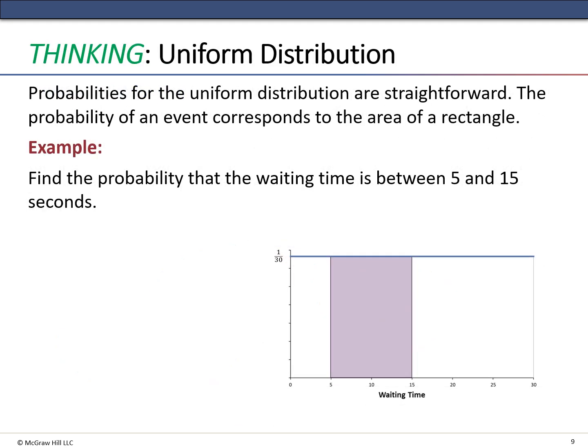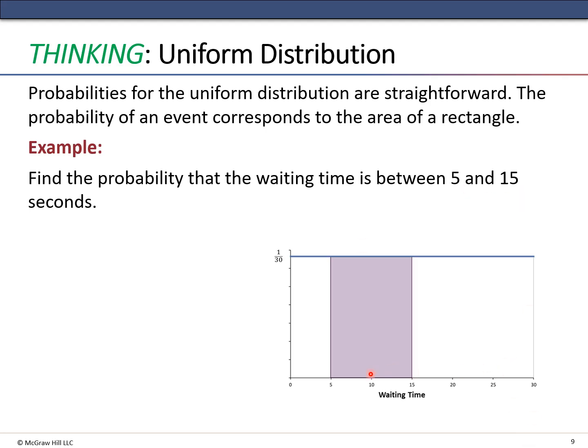So let's try this one. Probabilities for the uniform distribution are straightforward. The probability of an event corresponds to the area of the rectangle, just like it did the area under the curve. This one's easier because we can easily calculate the area of a rectangle. So see if you can do this. Hit pause and calculate the probability that the waiting time is between 5 and 15 seconds. Hit pause and then hit play when you're ready.